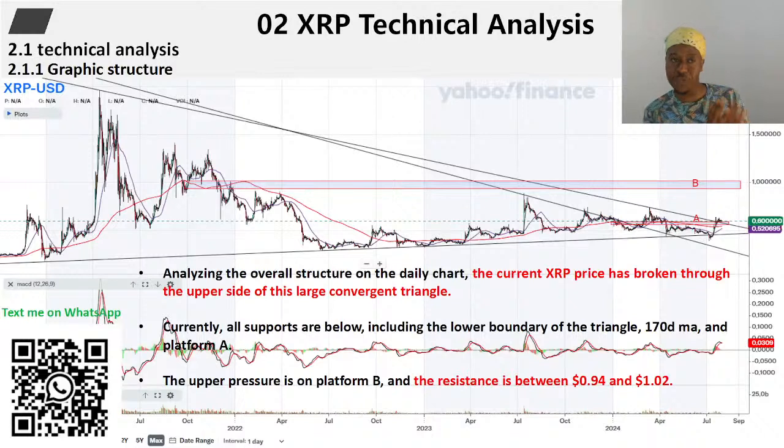For a bearish position, this is what you're going to have to do: watch for rejection at the trend line and a break below the support trend line with increased volume, which might be an opportunity to short.